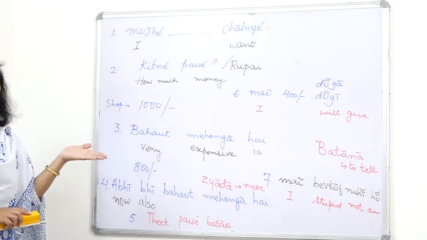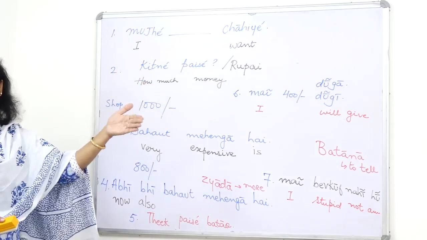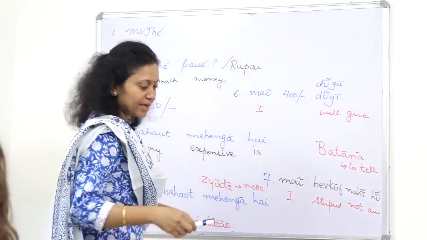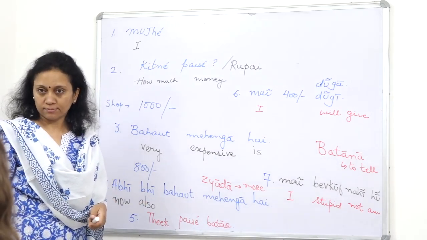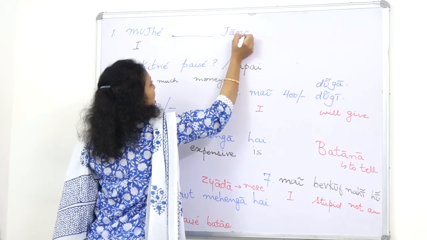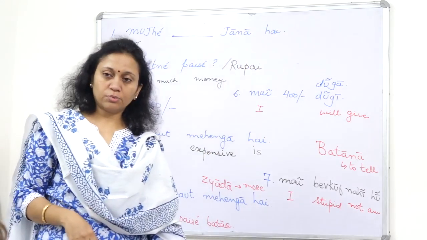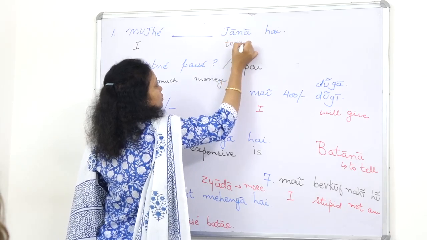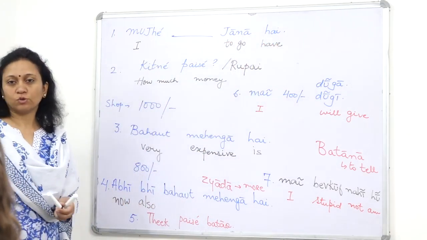So now, if you're talking to the tuk-tuk driver, you won't say the first sentence, right? You won't say, I want something. You will say, I have to go to this place, somewhere. So when you're saying, I have to go to a place, you would still start with mujhe, and let's say you want to say, mujhe Amer Fort jana hai. So jana is the verb to go. So you're actually telling the person, I have to go to Amer Fort.